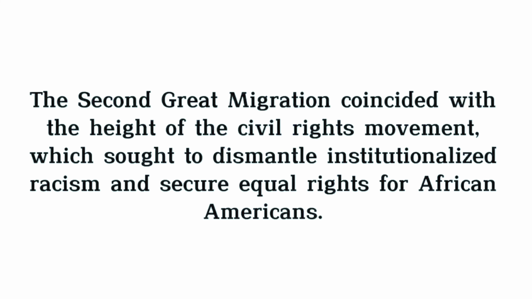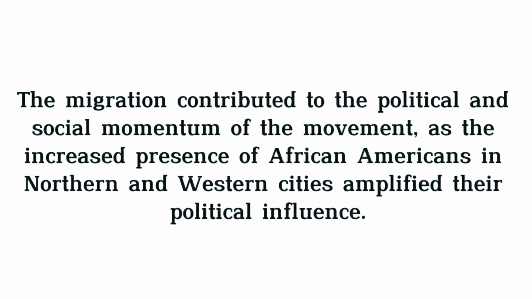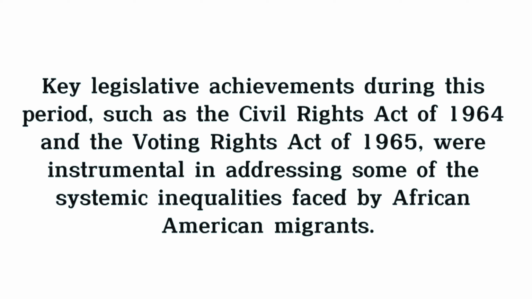The Second Great Migration coincided with the height of the civil rights movement, which sought to dismantle institutionalized racism and secure equal rights for African Americans. The migration contributed to the political and social momentum of the movement, as the increased presence of African Americans in northern and western cities amplified their political influence. Key legislative achievements during this period, such as the Civil Rights Act of 1964 and the Voting Rights Act of 1965, were instrumental in addressing some of the systemic inequalities faced by African American migrants.